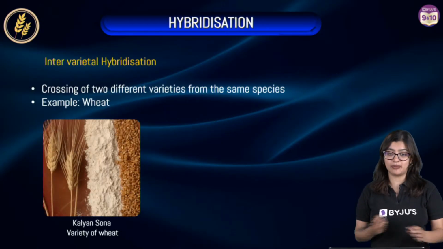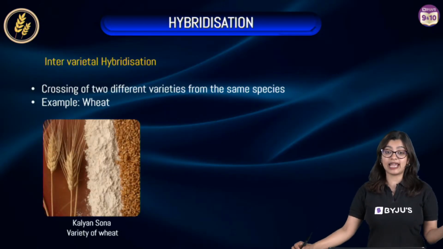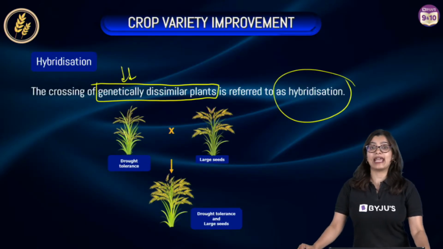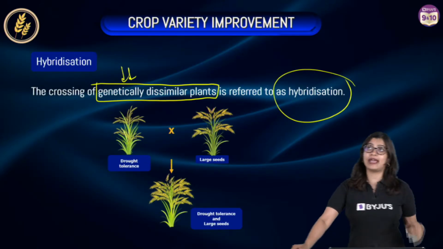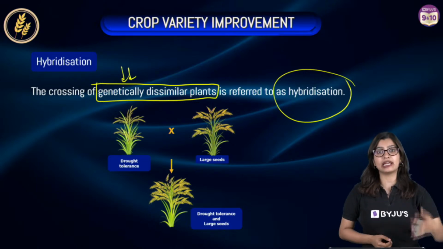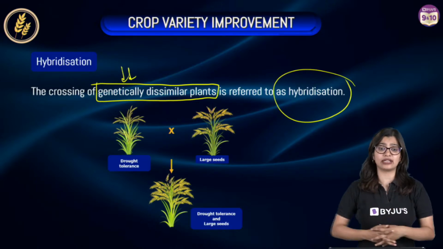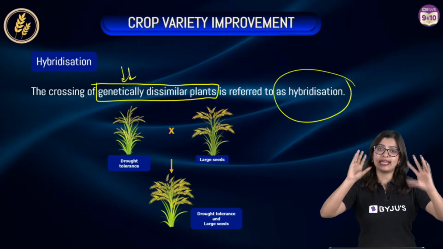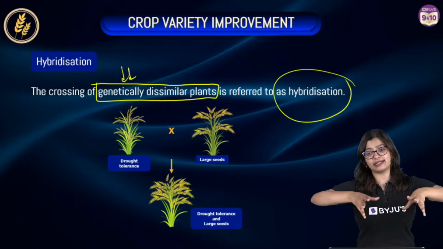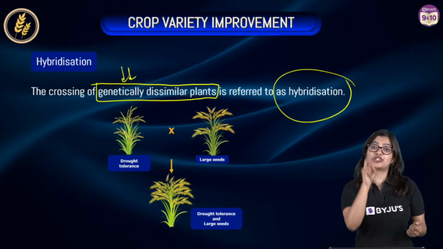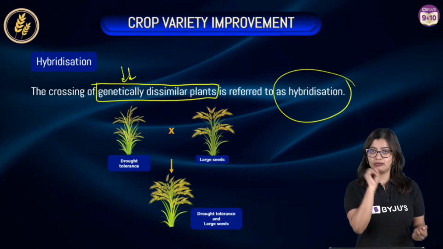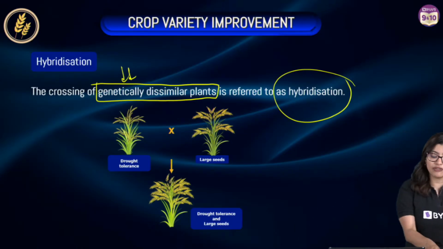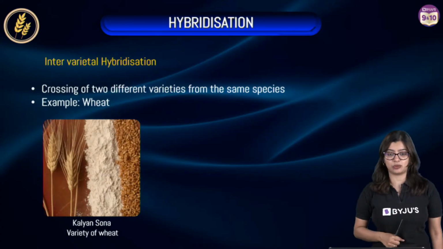How can I do this hybridization? If they are genetically dissimilar, how will I choose? Can I just take any plant? Let's assume I take one pine tree and an apple tree and cross these two together. I'll go over this once again, don't worry. See how we do hybridization. How will you decide which two plants you will take? That is where the types of hybridization come in.